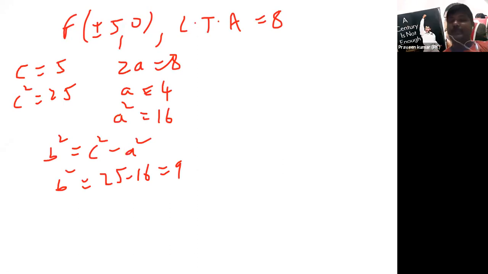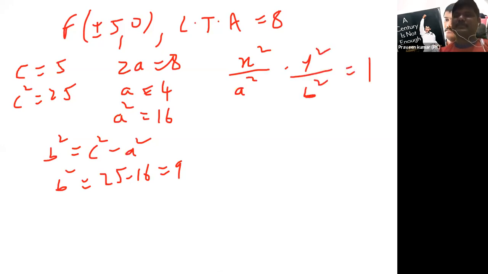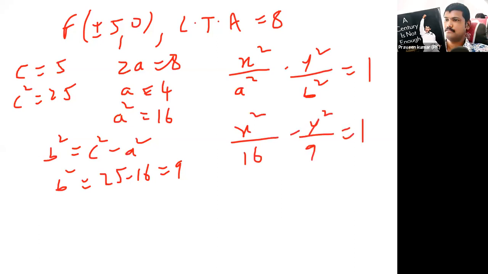By looking at the foci, you can understand it is the x-axis. X square by A square minus Y square by B square is 1. That means X square by 16 minus Y square by 9 equal to 1. Understand, everyone? How to solve? Understand?